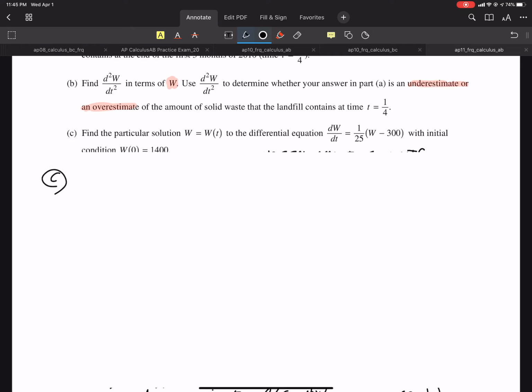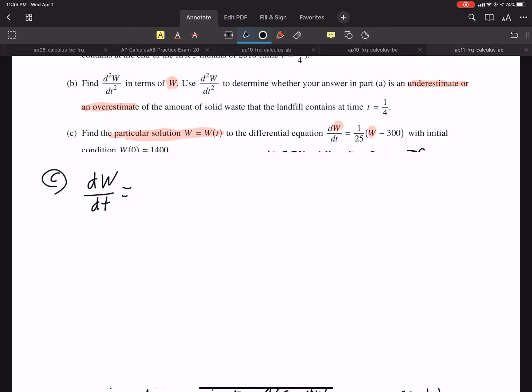So part C, particular solution. So a solution is something that you can plug in and it comes out to be true. So I need W. So when I plug that in, that statement becomes true. So let's do this.